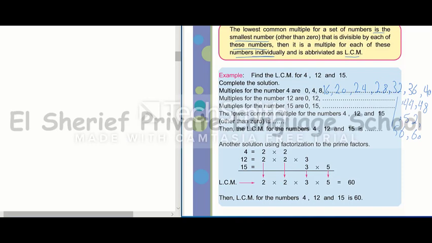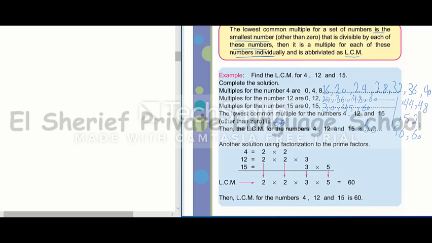For 12, if we add 12 to the last number, we get 24, 36, 48, finally 60. For 15: 0, 15, 30, 45, and finally 60. So we note that 60 is the lowest common multiple for the numbers 4, 12, and 15. Then the LCM for the numbers 4, 12, and 15 is 60.